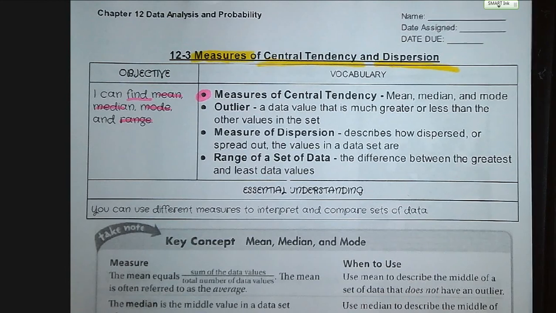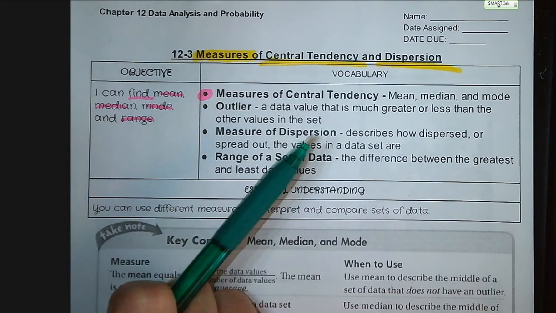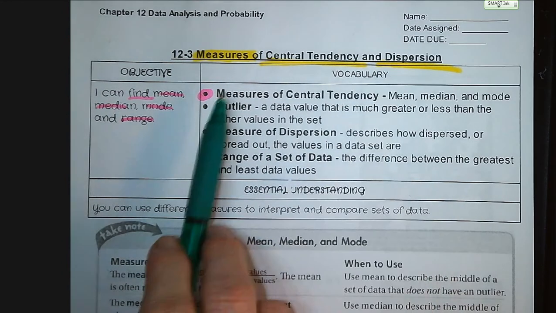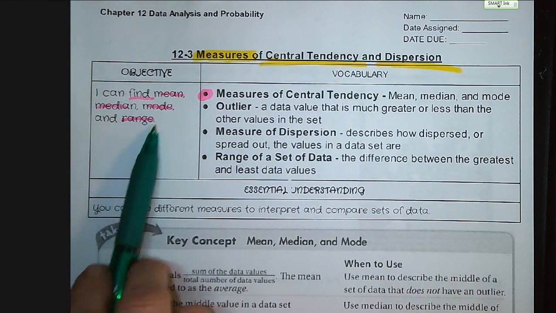Hi guys, welcome to lesson 12.3, measures of central tendency and dispersion. Our objective for today is that I can find mean, median, mode, and range.